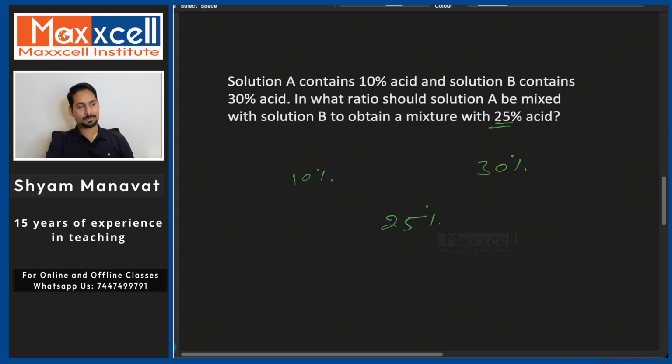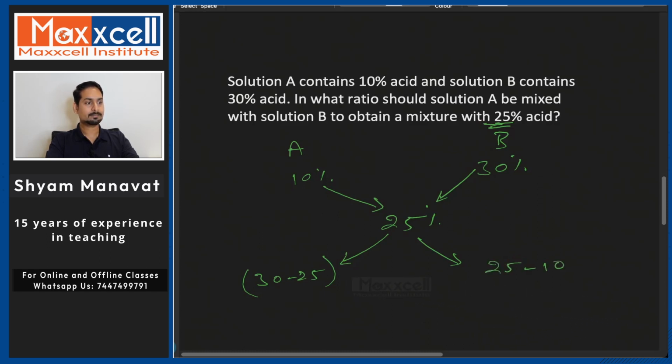So is this step clear to you? Solution A on one side, B on the other side, and the mixture value in between, because we're mixing both of them. Now take the cross difference. What is the cross difference? 30 minus 25. Take the absolute cross difference. Absolute cross difference means you don't have to take the negative sign. You do the bigger value minus the smaller value. So 25 minus 10, that is 15. Okay, let me write this for you. 25 minus 10. All right.